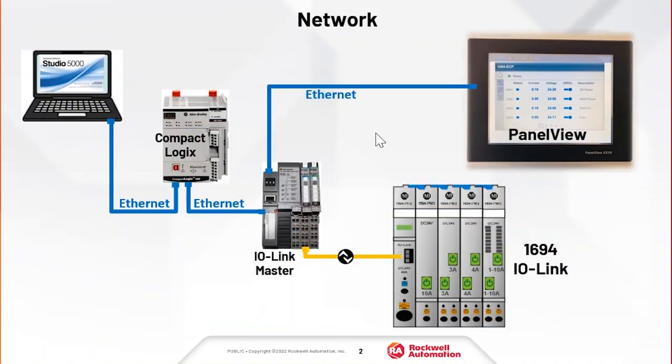On the network side, we have the 1694 IO-Link assembly connected via IO-Link cable, that's a three-wire cable, to the IO-Link master. The rest of the connections are Ethernet.